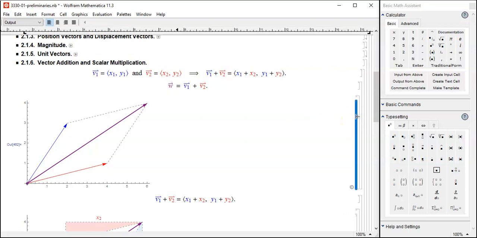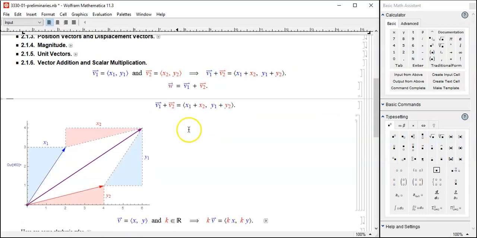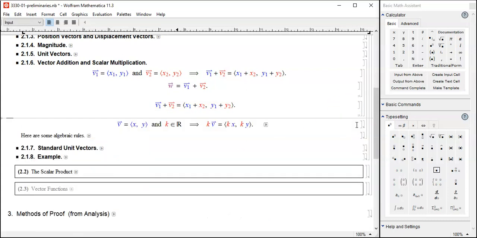And then here is the graphical justification. How do we get the x coordinate of the sum? Blue x1 and red x2 put together, that gives you total horizontal. How about the y coordinate here? Blue y1 and red y2. Add them up and I'm going to get total vertical. That's the visual justification.